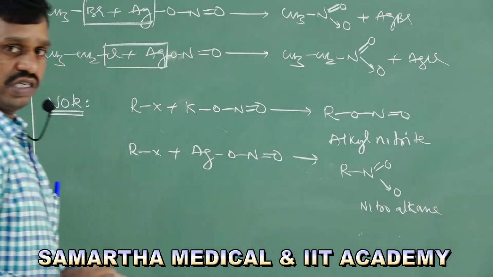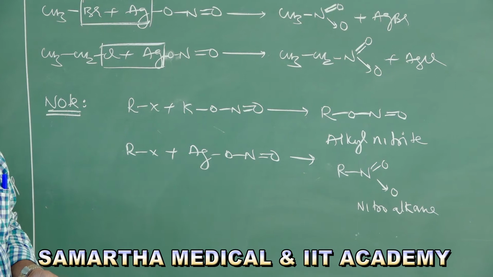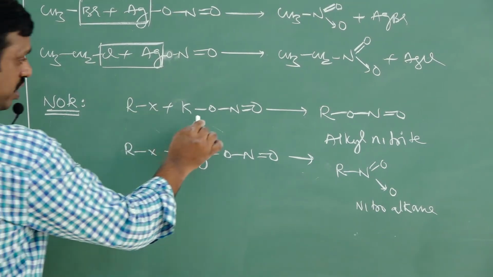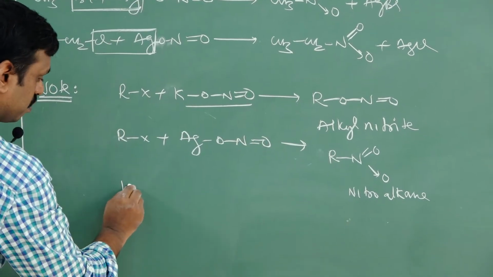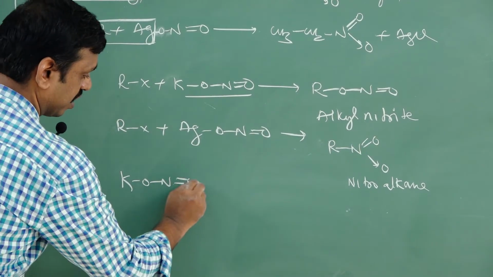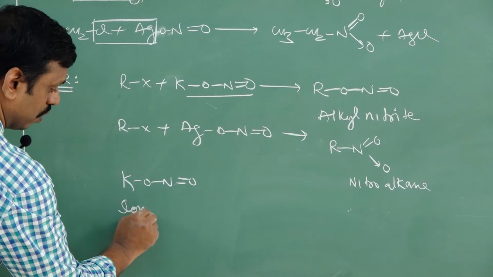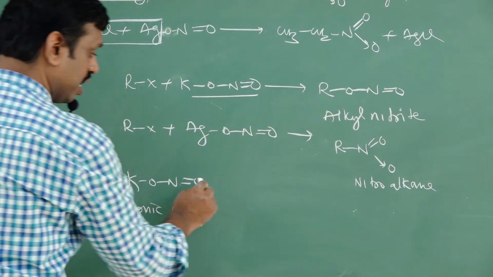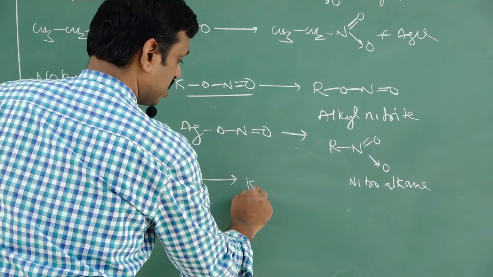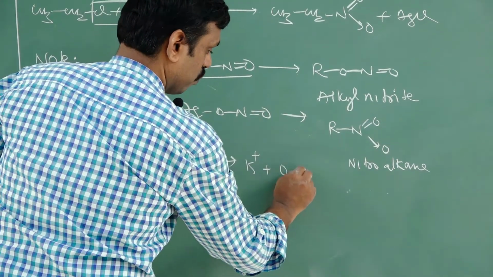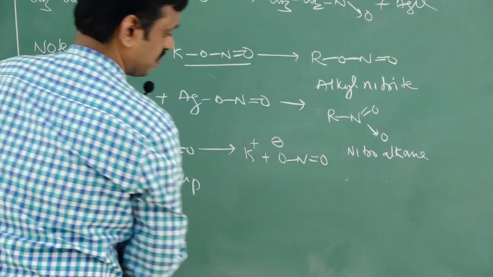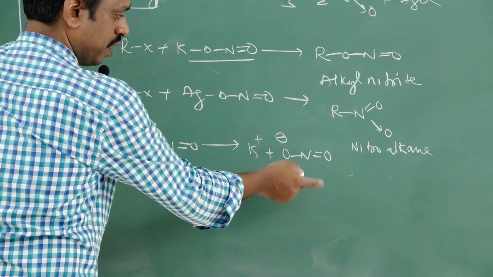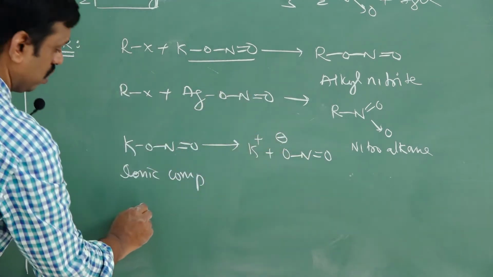The same reason we have studied in potassium cyanide and silver cyanide. Now here also same reason. The reason is here potassium nitrite is an ionic compound. So once again I repeat, potassium nitrite is an ionic compound which undergoes ionization, it forms K plus and O-N double bond O minus. Now this O minus nucleophile gets attached to carbocation.